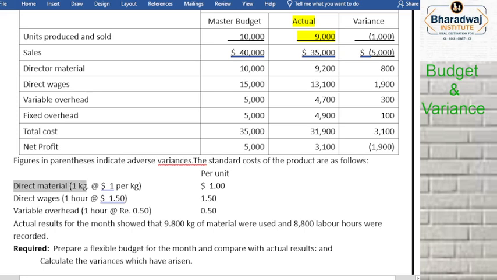Direct material is 1 kg at the rate of $1 per kg. Wage rate is 1 hour at the rate of 1.5 per hour. Variable overheads 1 hour at the rate of 50 paise. Actual results showed 9,800 kg of material is used. It's not 9.8 kg. How many kg? 9,800 kilograms of material is used and 8,800 labor hours were recorded. So prepare the budget for 9,000 units, then see the variance.